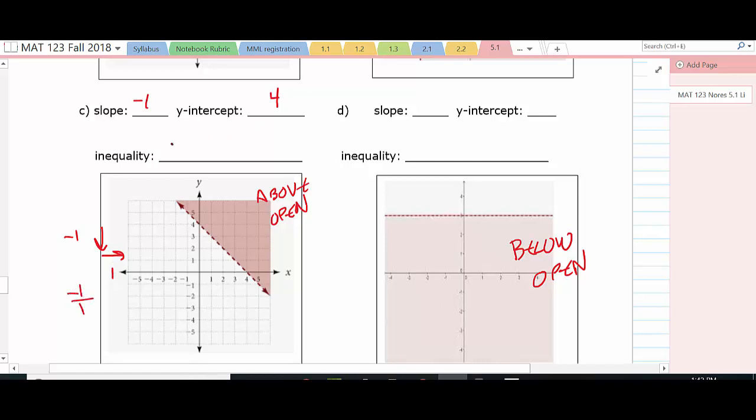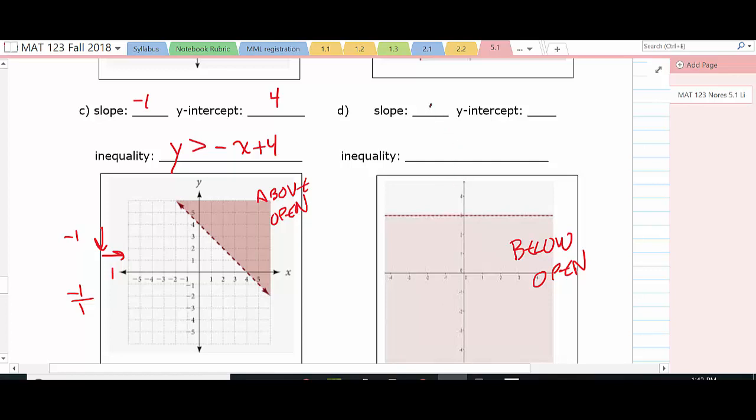Okay, so the answer you should have got was y, and would it be what, greater than or what? It'd be greater than, okay. Then it would be -1x plus 4. Okay, that's what you should have got.